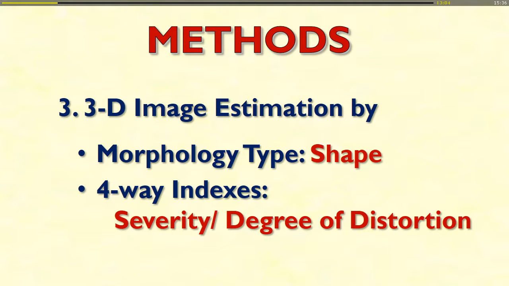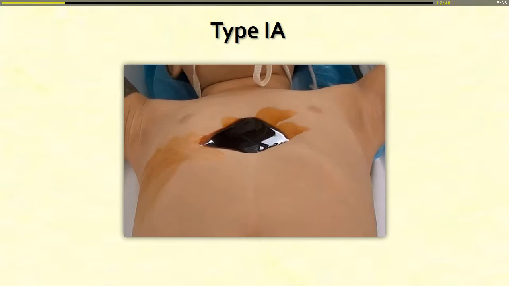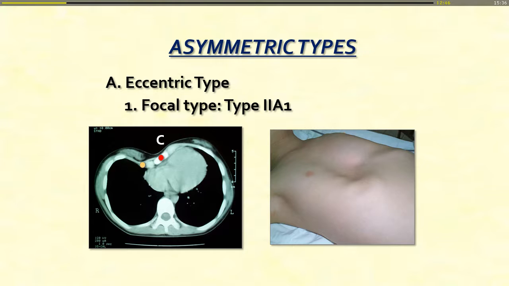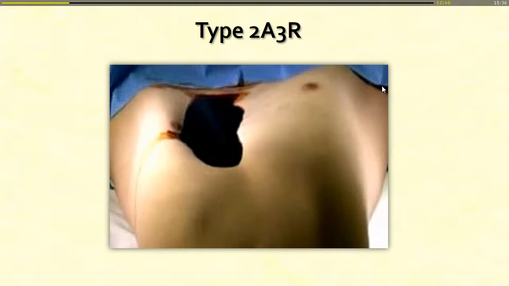The 3D image can be estimated by the morphological type. We can imagine the shape of the deformity with the morphological type, and the four indexes give the severity and the degree of distortion of each deformity. So this is the symmetry. This is the eccentric asymmetry. This is the Grand Canyon type, a long groove-like depression.